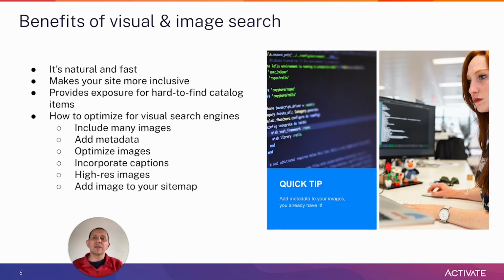So how can we get the benefits of having visual and image search? Well, let's go step by step. First of all, visual searching is natural and it's fast. It's pretty much what you do with your eyes. When you're looking for your car keys, you're using your eyes in order to spot them wherever they are. So rather than using your eyes, you're going to be using your camera and taking the picture of the item that you want to buy.